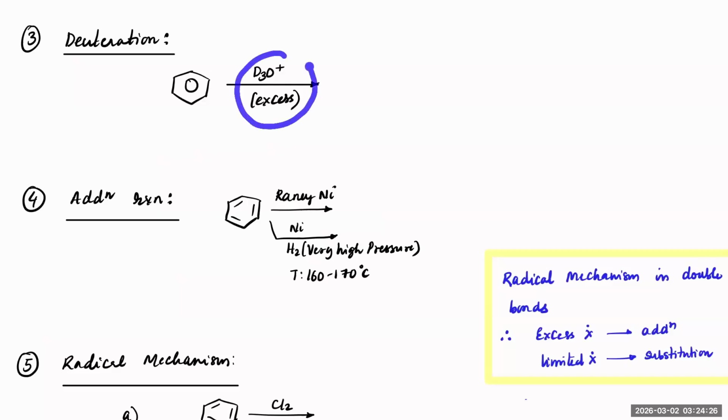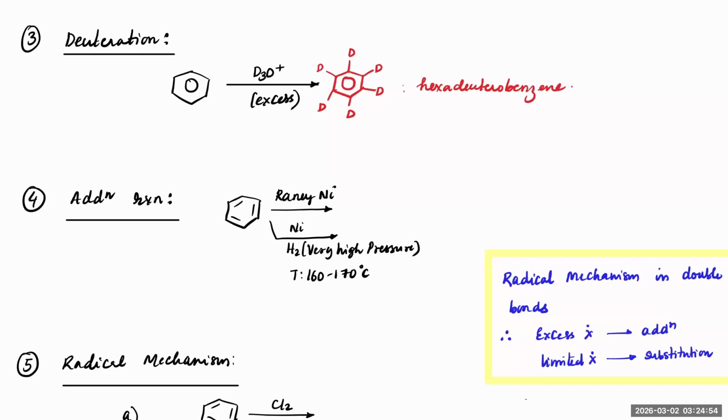Let's see what the deuterium case is. Basically, if you have D3O plus, wherever there is hydrogen, it will replace that with deuterium. Just like in the tautomerism steps we do, here also deuteration will happen. So you will get hexadeuterobenzene. That is what you will expect on excess amount of D3O plus.